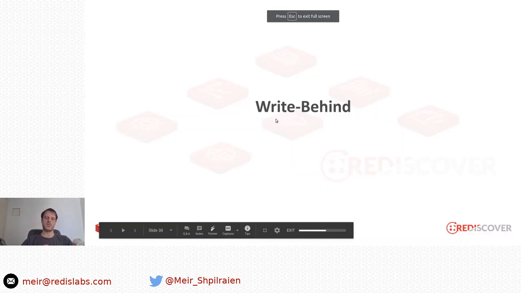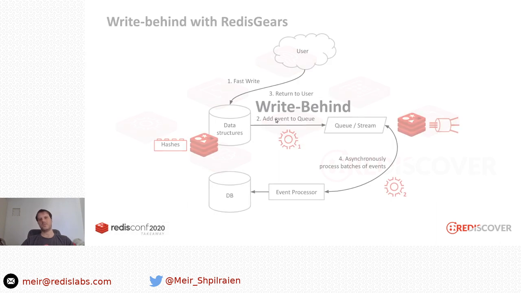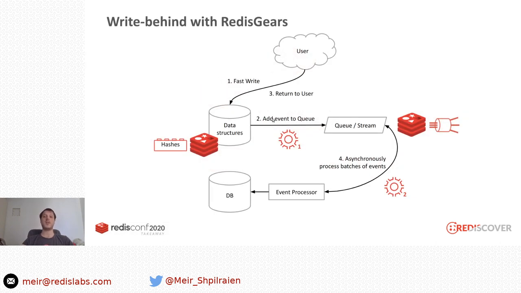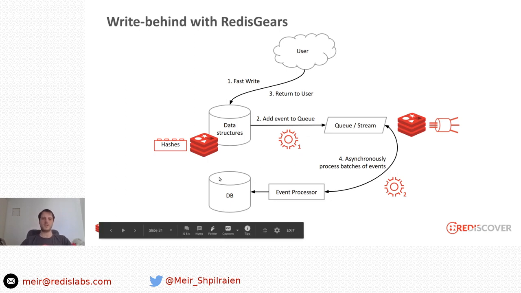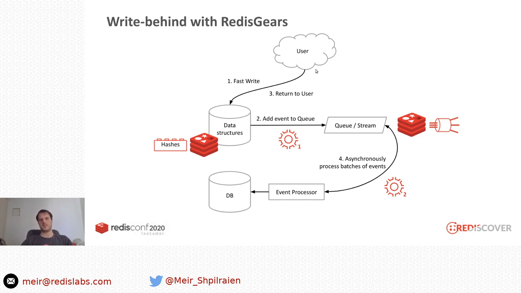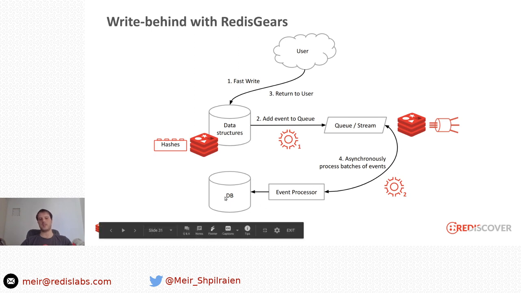So basically what we achieve with this capability of following or reacting on key changes is the ability to write the changes to another database. It can be a MySQL database, it can be an Oracle database. And the way it works is like this. The user writes a key, a hash, to Redis. The hash change triggers the first gear function that writes this change to a Redis stream. The writing to the Redis stream triggers another gear function that gets the data from the stream and writes it to the DB, to another database, to MySQL, for example.